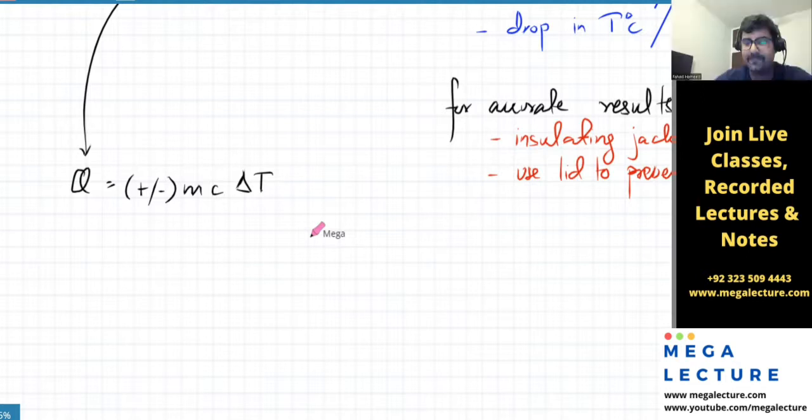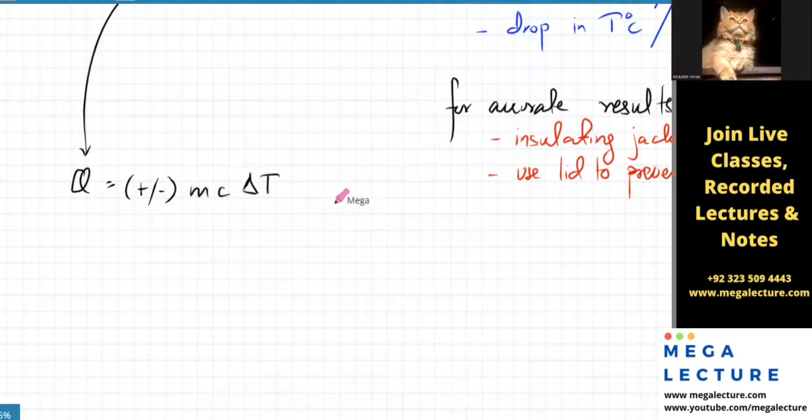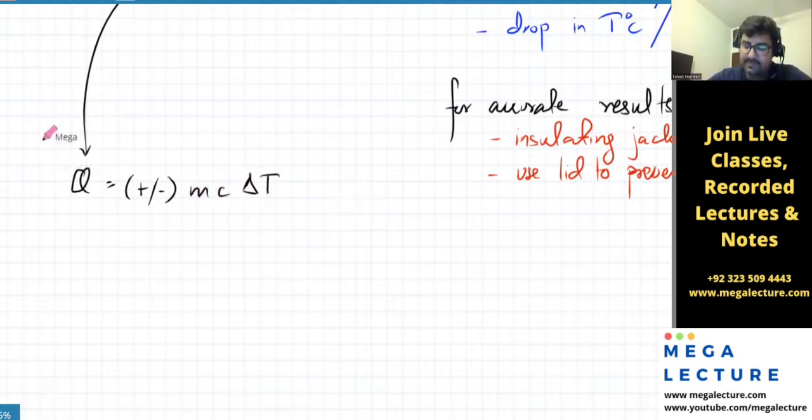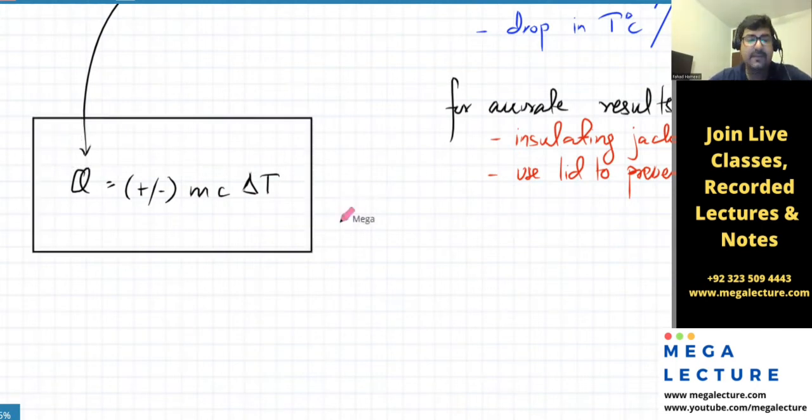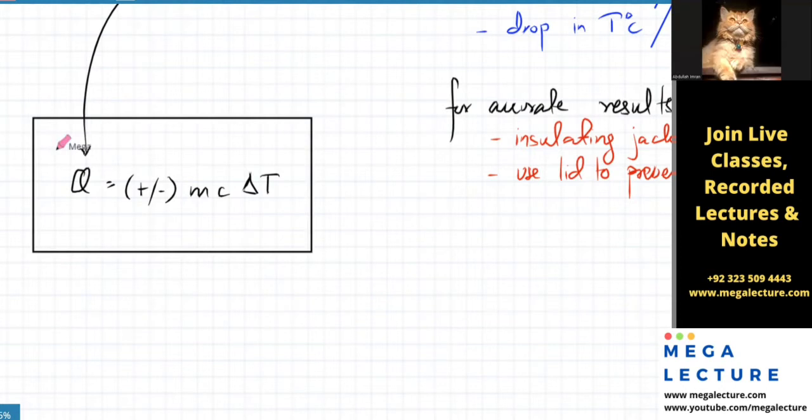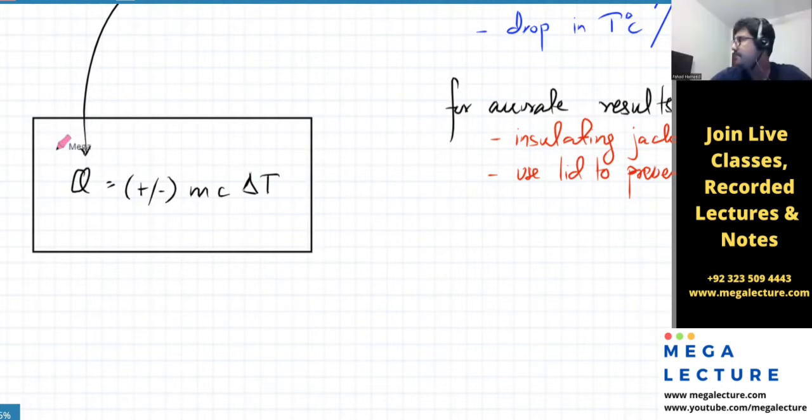Is my voice clear? Yes, sir. So it's MC delta T. That's the formula, that's it. So you have your formula. You already know how to calculate delta T, right? So that is known.